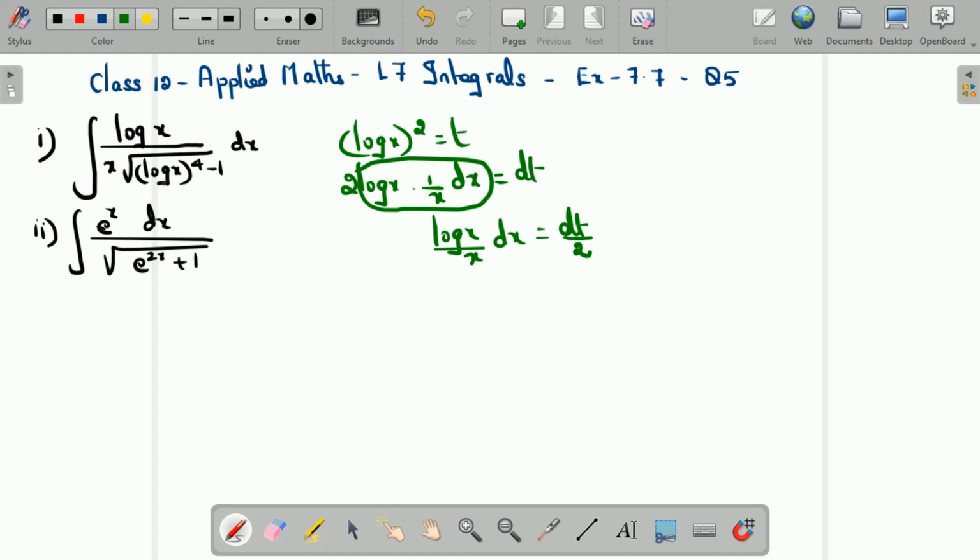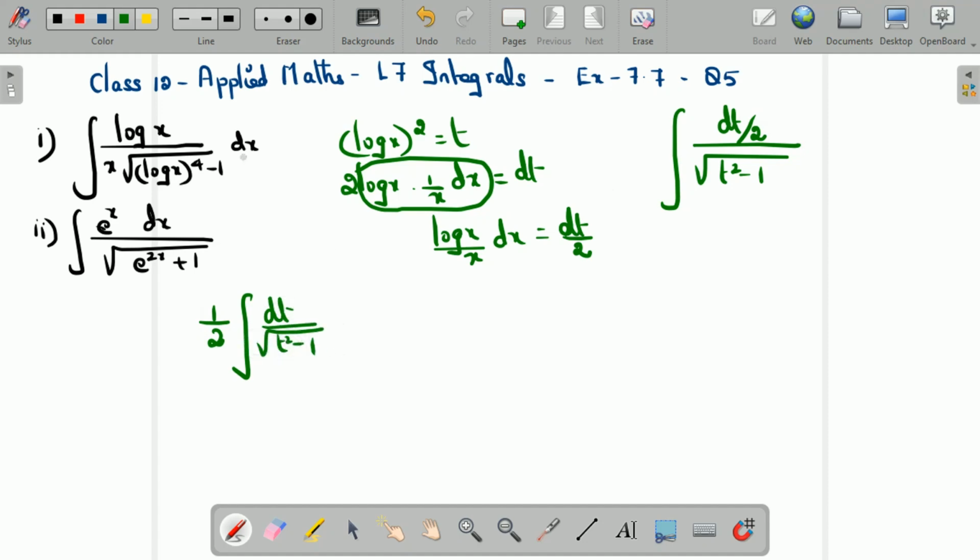As far as the denominator, this (log x)^4 will become t squared. So let's make the modification. So integral of dt by 2 divided by root of t squared minus 1. Now this 1 by 2 is a constant I am taking out. So 1 by 2 into integral of dt divided by root of t squared minus 1.